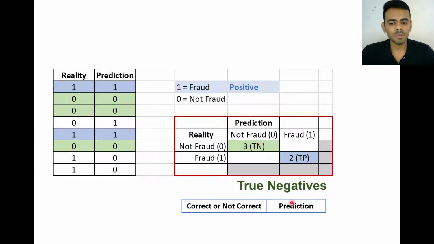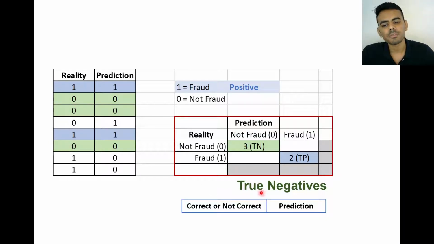Now, if you remember, we said the suffix contemplates what my model has predicted. In these three cases, as you can see, we have predicted 0. Essentially, it is a negative, the opposite of fraud. So that's the reason we get negative as our suffix. And did my model predict correctly in these cases? Yes, indeed it did. Reality and prediction are both the same.